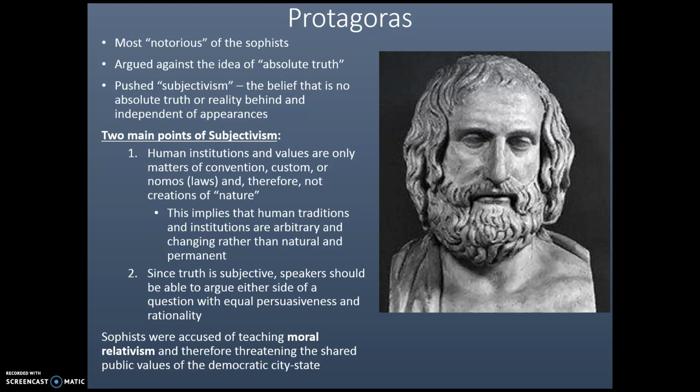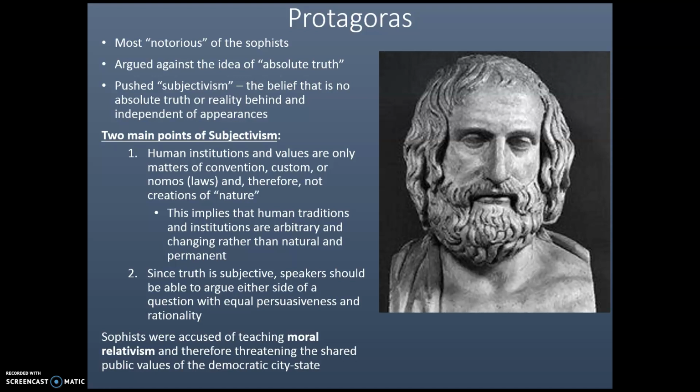He was a subjectivist. He said there is no absolute truth, right? Everything is subjective. Reality and perspectives matter. So he says here, especially two major points of subjectivism, that human institutions and values are matters of convention and custom, or nomos, the laws. They're not creations by nature, right? So the laws are created by human beings. This means they can change, and they're arbitrary. They're often made from a certain person's perspective.